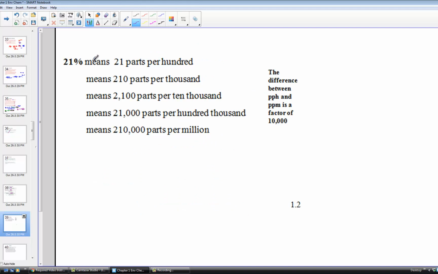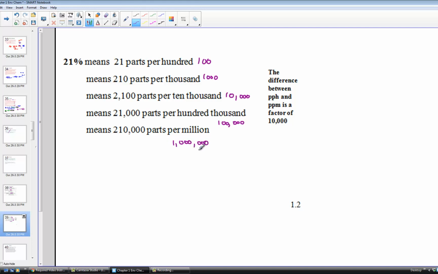If we see 21%, 21% is 21 parts out of 100. It's 210 out of 1,000. See? Because we're adding a zero. It's 2,100 parts out of 10,000. It's 21,000 parts out of 100,000.